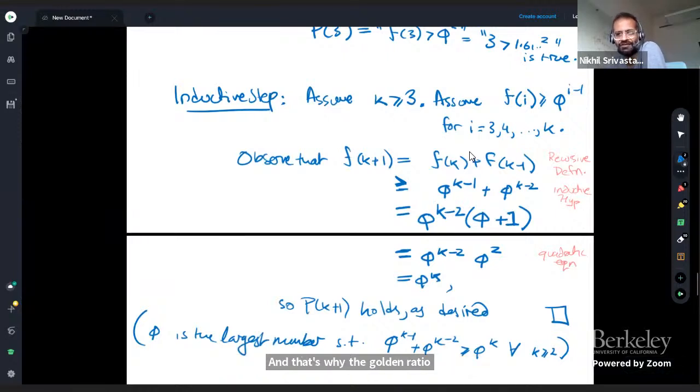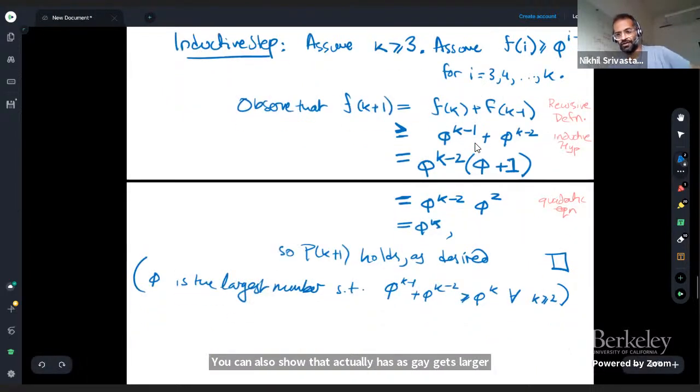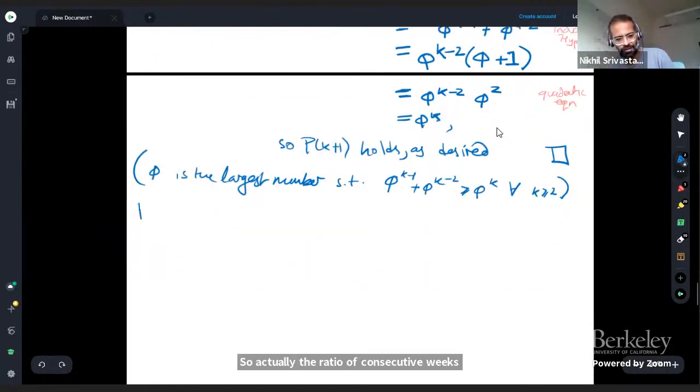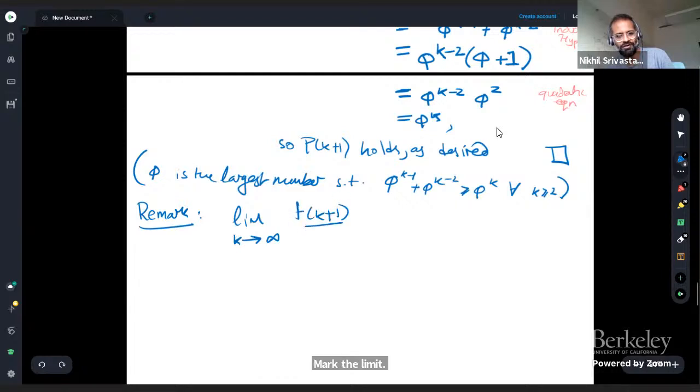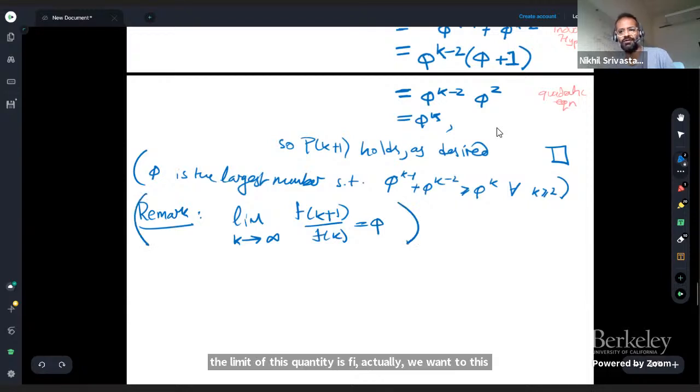You can also show that actually, as k gets larger, this bound becomes tight, but we won't do that in this class. So actually the ratio of consecutive terms, we won't prove this yet. We might prove it after the midterm. Remark: I know calculus is not a prerequisite for this course, but the limit of this quantity is phi, actually. We won't prove this for now, but this exactly tells you that as k gets large, the sequence literally just grows approximately as powers of the golden ratio.